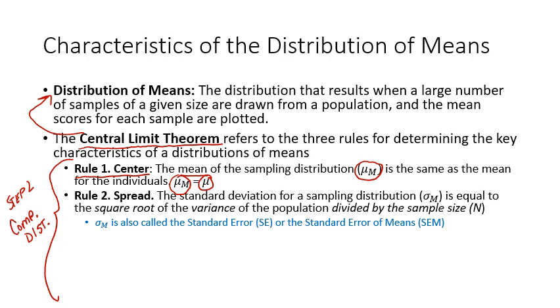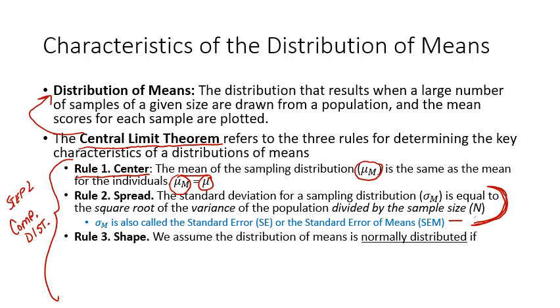The standard deviation, we have a little bit of a change because the standard deviation gets smaller when we're working with a distribution of means. The formula is here. It's just the square root of the variance of the population divided by the sample size for right now. And there are also these different names for it. We're going to tease this out more in subsequent slides, so I'm not even going to write this formula out right now. And finally, rule 3 is the shape.